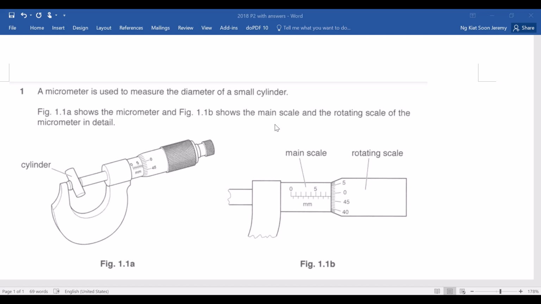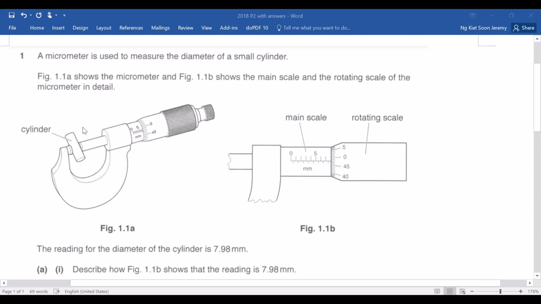Right, so we have a micrometer used to measure the diameter of a small cylinder. Figures 1.1a and 1.1b show the micrometer and the main scale and rotating scale of the micrometer in detail. You see the cylinder here and the main scale and the rotating scale. The reading for the diameter of the cylinder is given to you. You don't even need to give the final answer, but what they want you to do is describe how figure 1.1b shows the reading is 7.98 millimeters. Now, to do this question, you must realize one thing: the answer has been given to you, so clearly no mark for the answer. What we really want is for you to describe how you get to this answer.